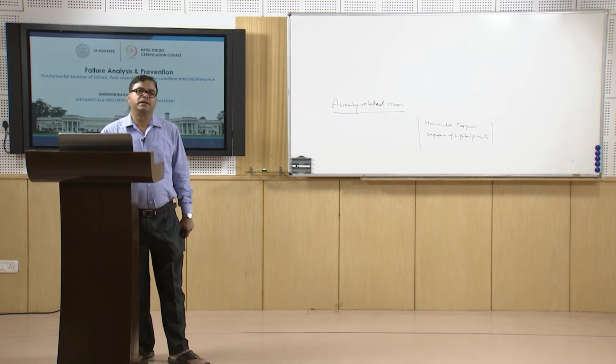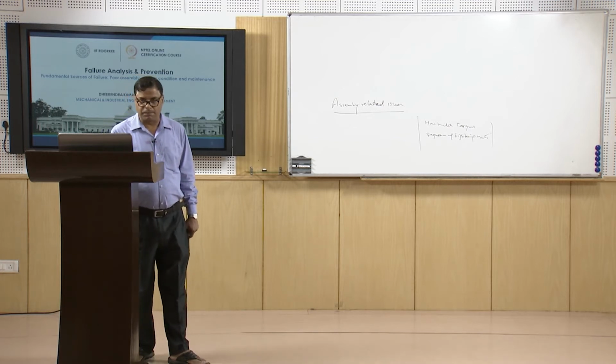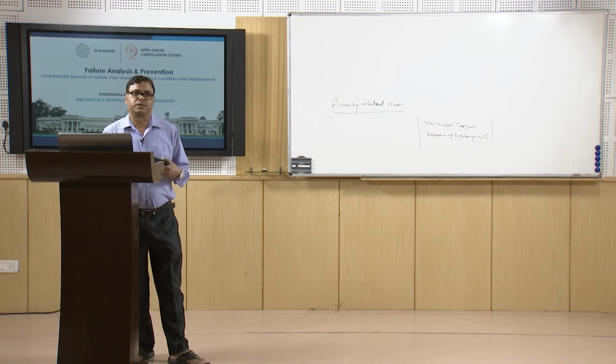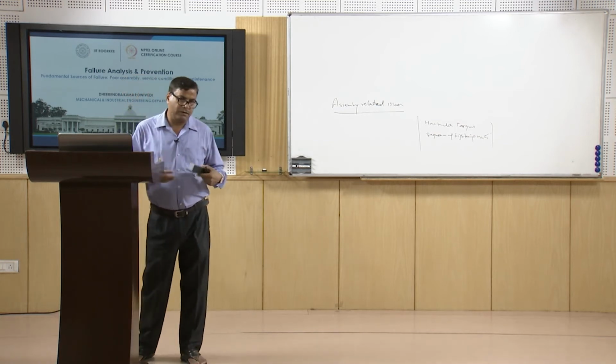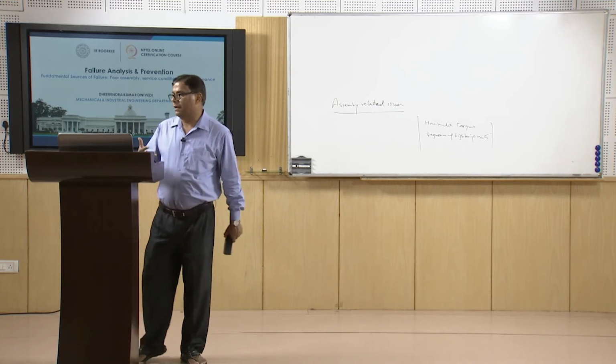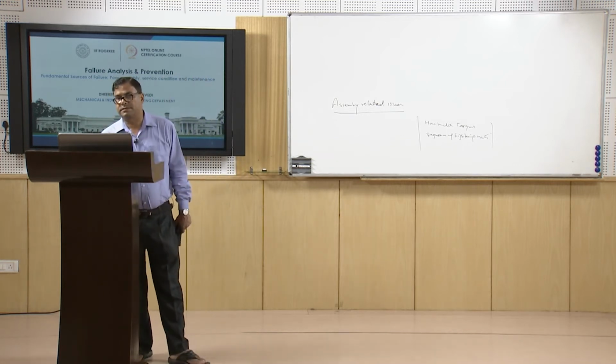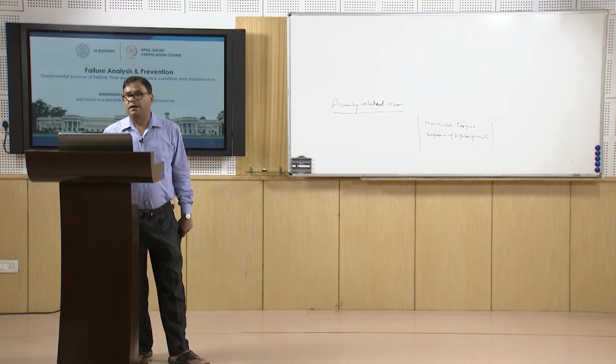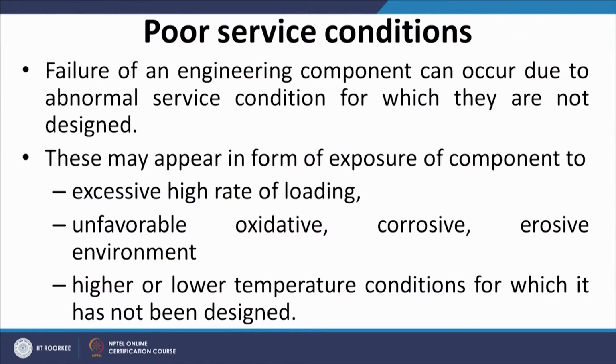Similarly, there can be a lot of examples where failure occurs due to misalignment in the case of shafts and couplings. When two shafts are coupled using a coupling, and if they are not properly aligned, they will cause a lot of stresses during operation, and that can lead to the failure of the coupling or the failure of the shaft subsequently. So, a proper assembly procedure has to be developed and followed to avoid any failure due to improper assembly. Now, the next is poor service conditions.